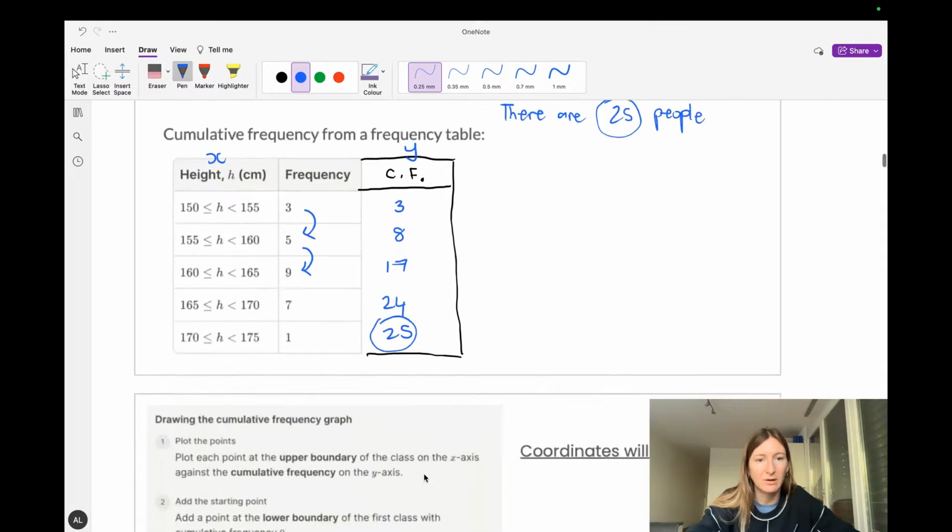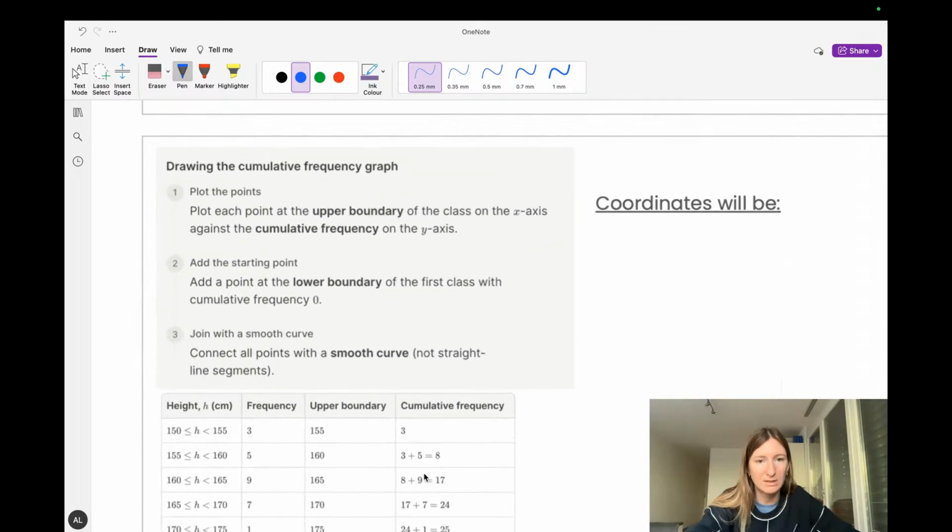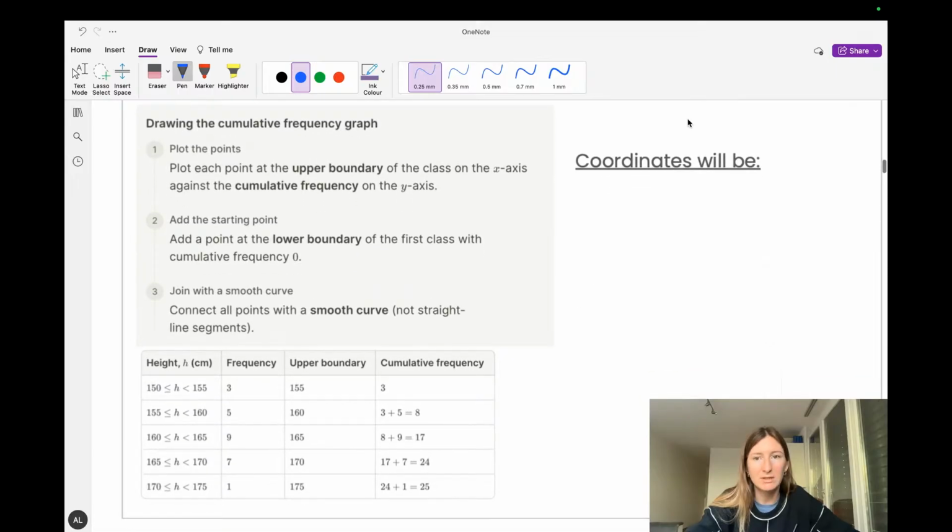So let's see how that would look on a graph and how we're going to plot it. This is the important part. So when we're plotting our points for our x, remember I said that this was the x column, we are taking the upper boundary, not the lower boundary, the upper boundary for our first coordinate. So all of these ones, we're taking the upper boundaries. And then remember, we're not taking frequency. We're taking, for our y, the cumulative frequency. So all of these values, these are going to be our points. So we're plotting points on this graph.